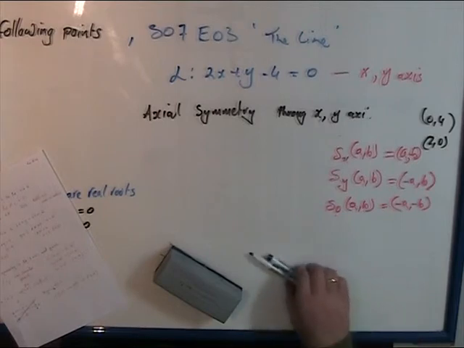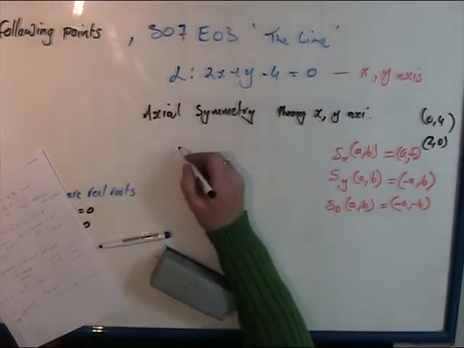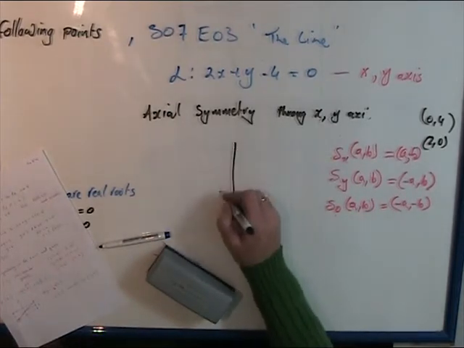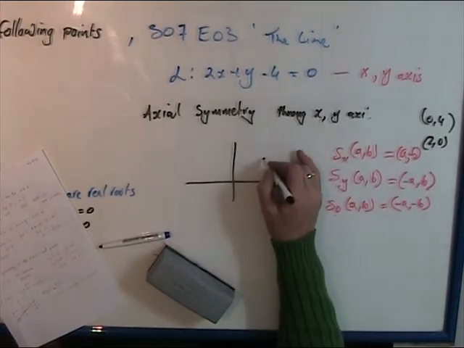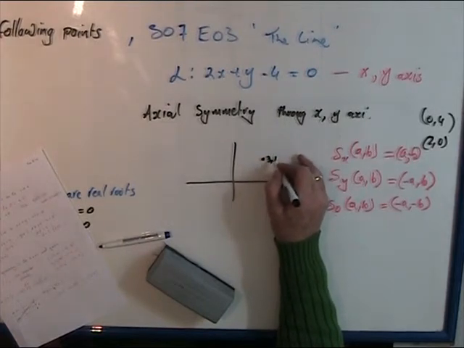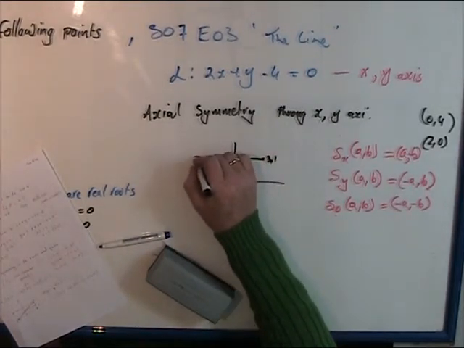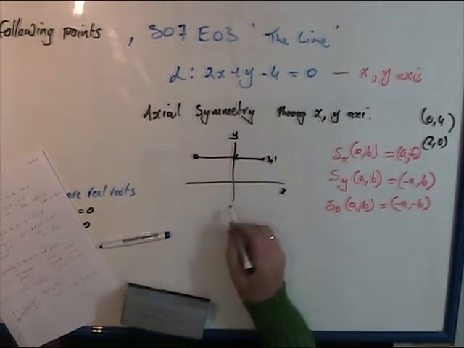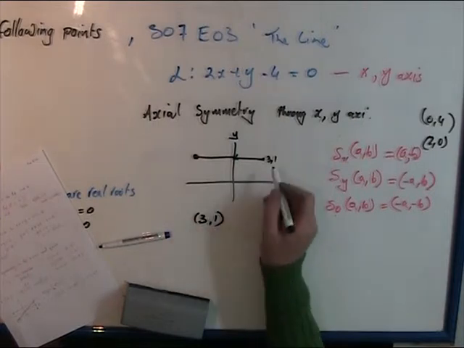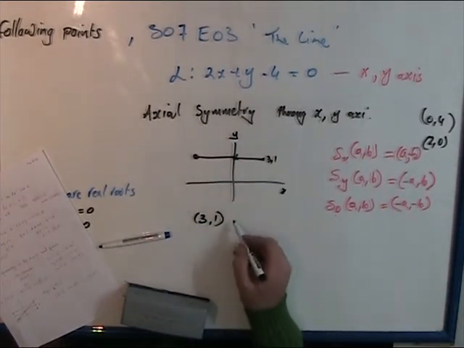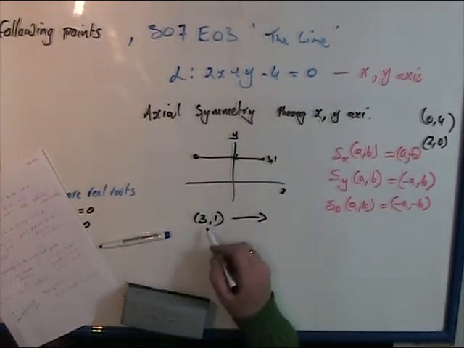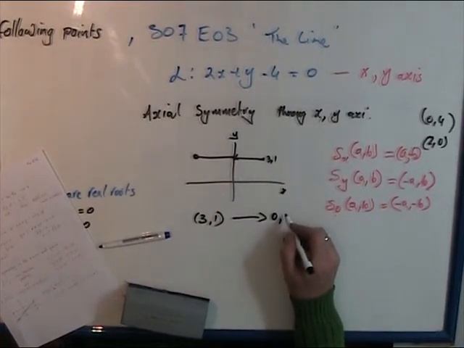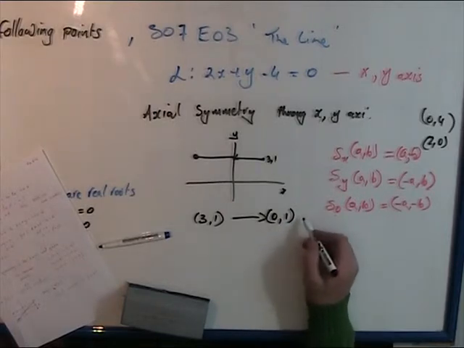Let's go with (3, 1) again. So we've got (3, 1). Let's try (3, 1) through y. You can learn this, but if you do it this way, you won't have any other problems with other parts of it. So it goes through the y-axis. What happens to it? Because it's going along here, y doesn't change. The only thing that changes is the x, it goes to 0, and the y doesn't change. (0, 1), and out again.